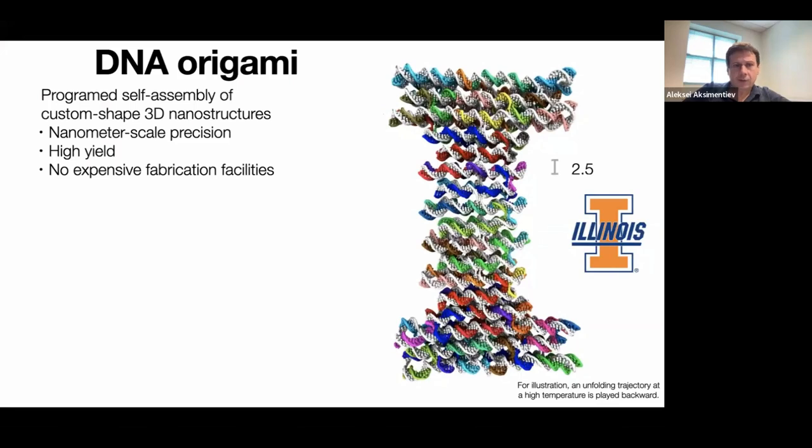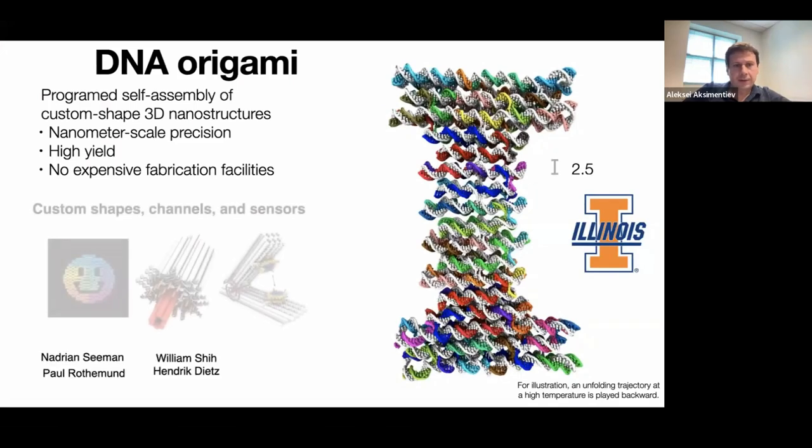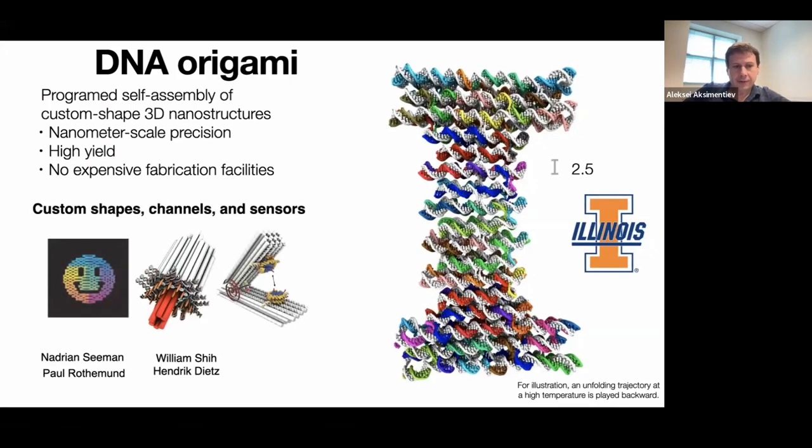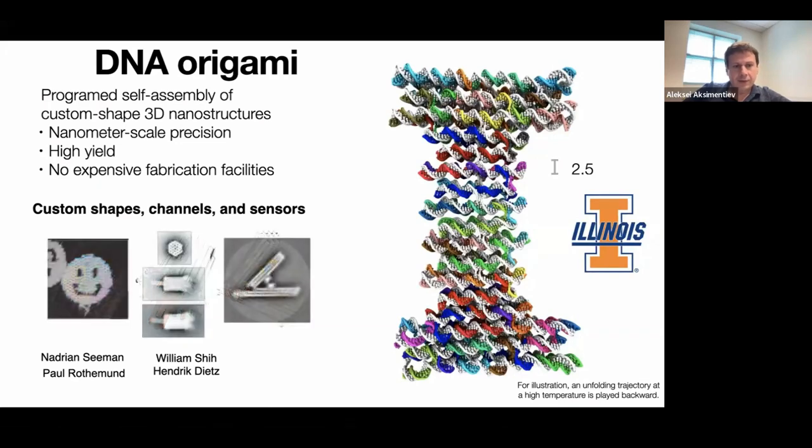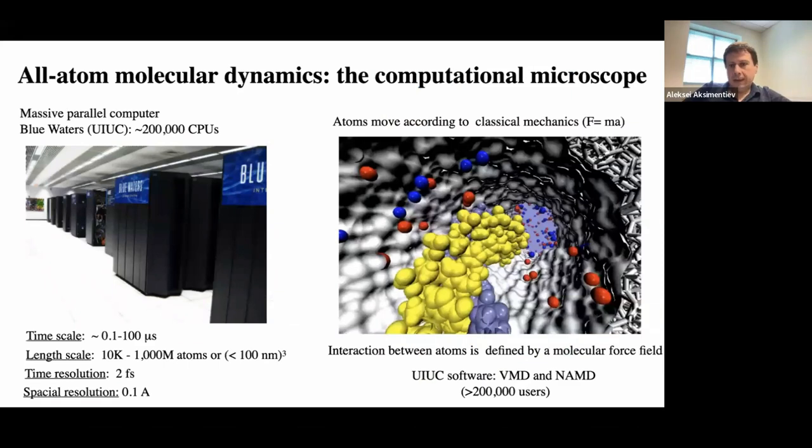And the method works, of course, wonderfully, as was demonstrated by many luminaries in the field. There are the designs, and those are the actual structures. So it's all good. Now, my lab specializes in high-end computational microscopy of systems. So what is it? Our instrument is shown here on the left, which used to be one of the best supercomputers in the world. Now it's already decommissioned, Blue Waters.